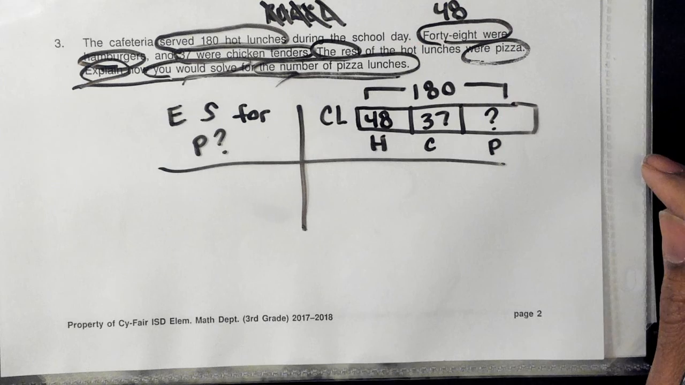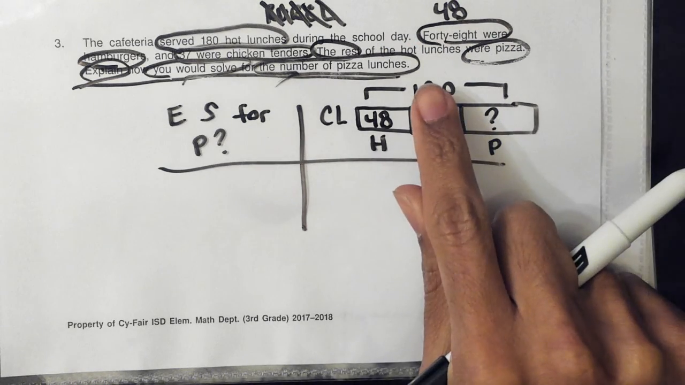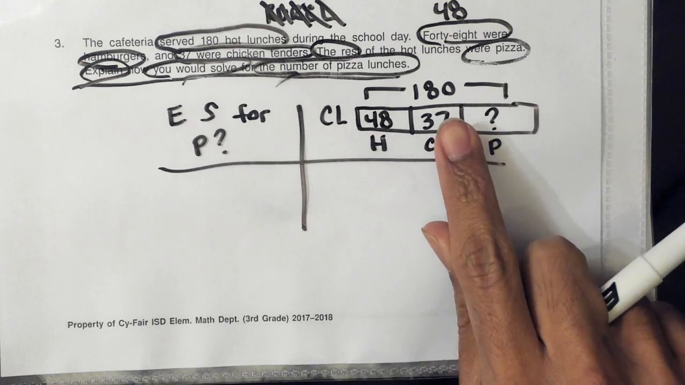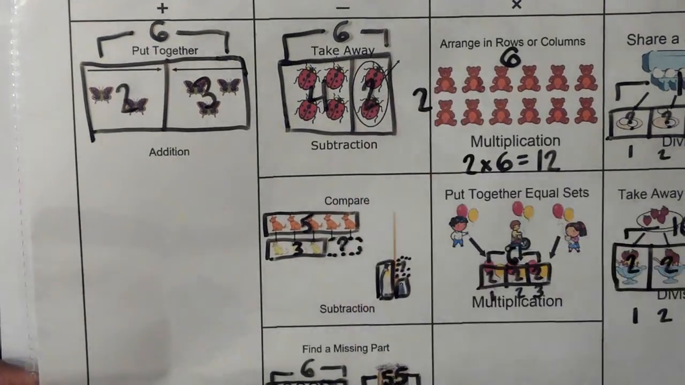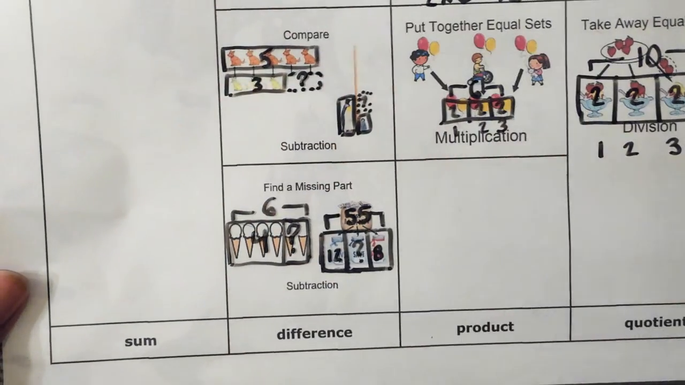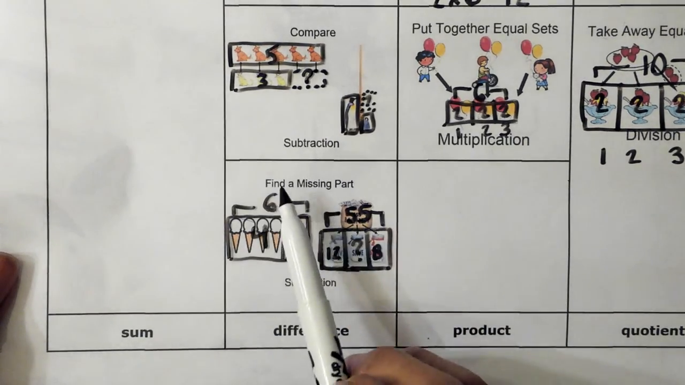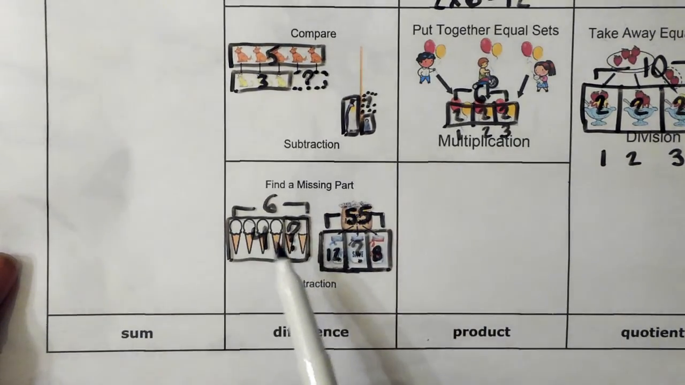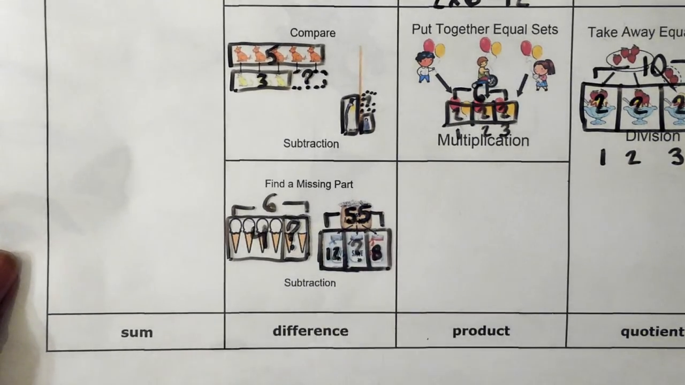So now I can look at my action poster to see what matches my picture. I have a total, and I have parts inside of my strip, but there is a missing part right here. So it's not put together, it's not take away, nothing's going away, it's not compare because there's not 2. But this one says find a missing part, and I see that there's a total, there's a part, and there's a part that's missing. So this is the one that matches my picture. Find a missing part, and that is subtraction.